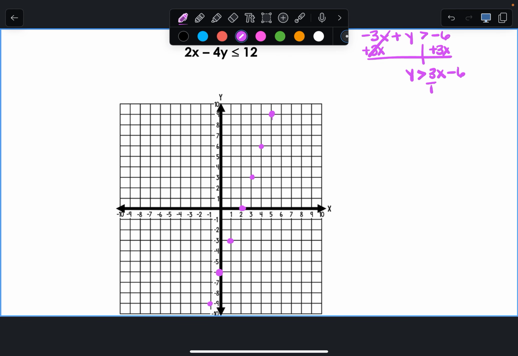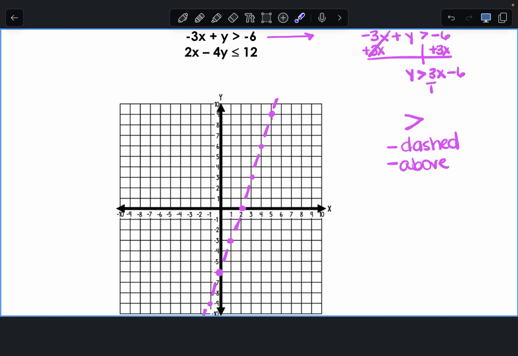Our inequality is greater than, so would our line be solid or dashed? Dashed. Would we shade above or below? Below. What is the name of the inequality? Greater. Then why do you say below? Remember, if you can't tell what side is above or below the line, you can always use your y-intercept. Numbers that are above a -6 would be positive numbers. You would shade this side of the line.